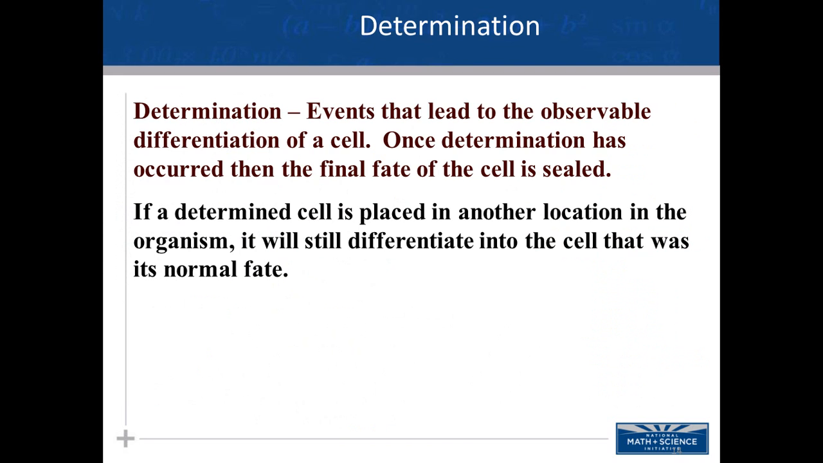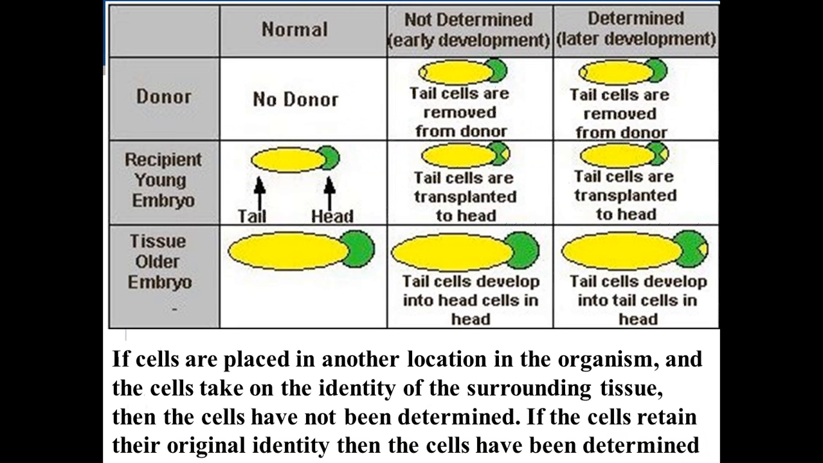So as we mentioned, this concept of determination refers to events that lead to observable differentiation of a cell. And once determination has occurred, usually then the final fate of that cell is sealed. It's irreversible, if you will. And how we know that a cell has undergone determination is to take cells and locate them into another location. So let me explain what I really mean by that.